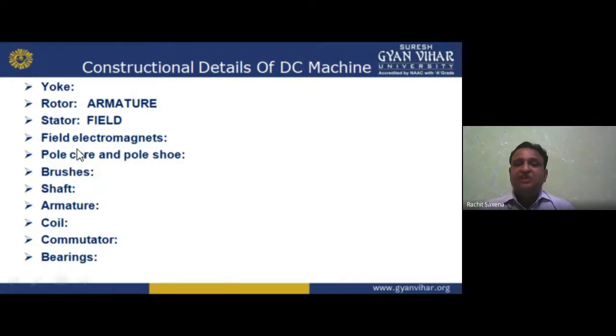Then we have the field electromagnets. Now how can we make the electromagnet, my dear student? We can make the electromagnets by using a ferromagnetic material core. In that core we can place or mount a winding, and if we give supply to that winding, what will happen? The flux will be produced as per the Biot-Savart law.